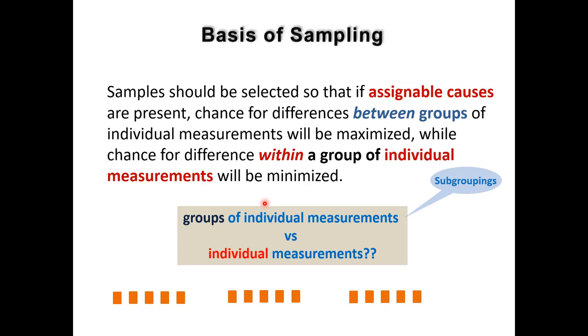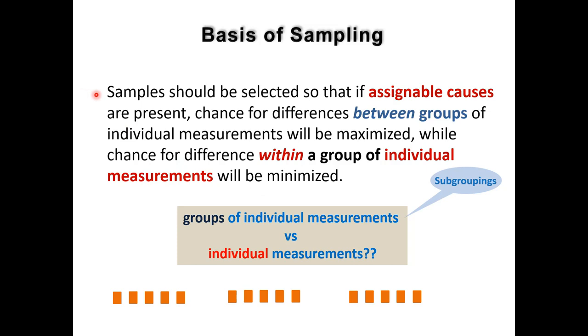Now, again, coming back to samples, the basis of sampling. Samples should be selected so that assignable causes are present. I mentioned just now, if you were to do sampling, it should enable you to identify the presence of assignable causes. If there are any assignable causes, you should be able to identify those problems. So in that case, the chance for differences between groups of individual measurements will be maximized, while the chance for difference within a group of individuals should be minimized.